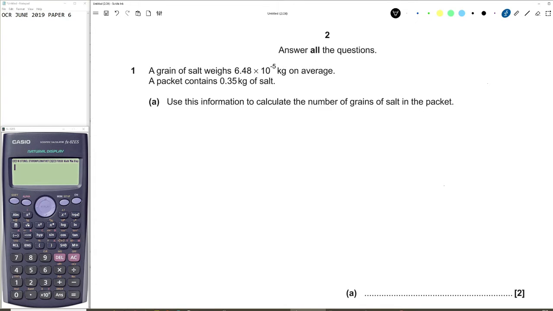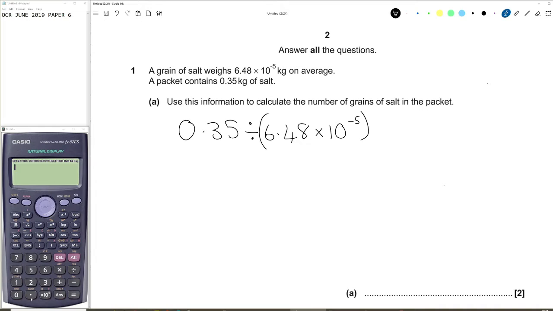A grain of salt weighs 6.48 times 10 to the power of minus 5 kilograms on average. A packet contains 0.35 kilograms of salt. Use this information to calculate the number of grains of salt in the packet. So, what I need to make sure I do is divide. So I'm going to do 0.35, which is how much the whole packet contains, divide it by 6.48 times 10 to the power of minus 5.